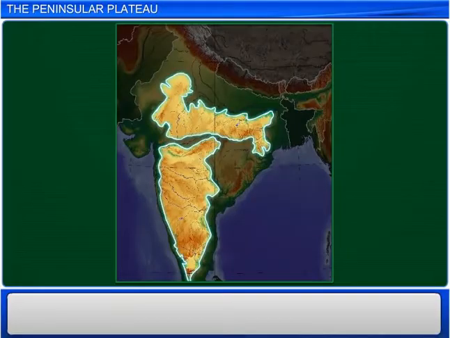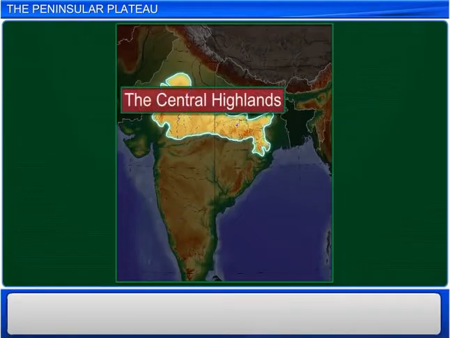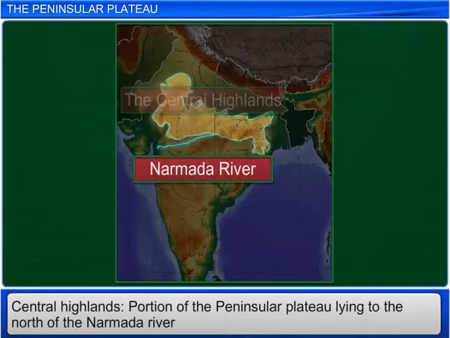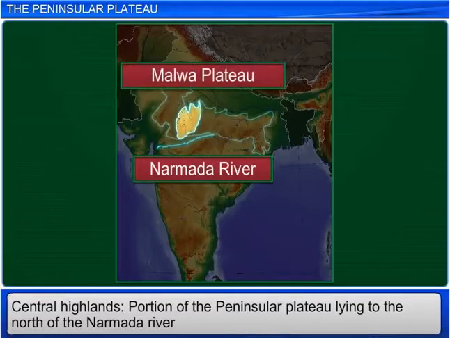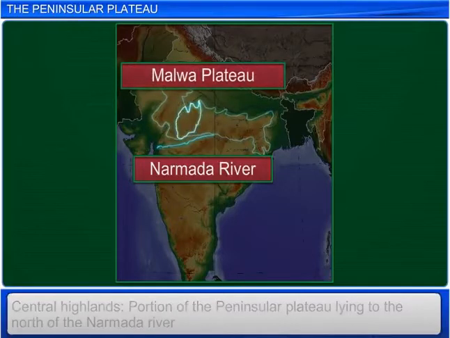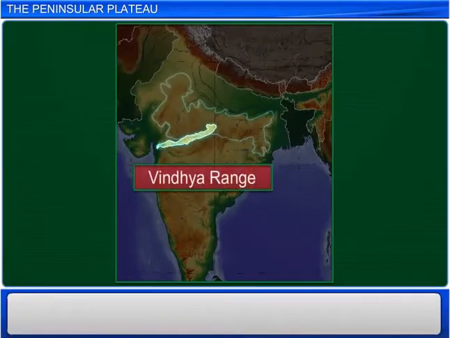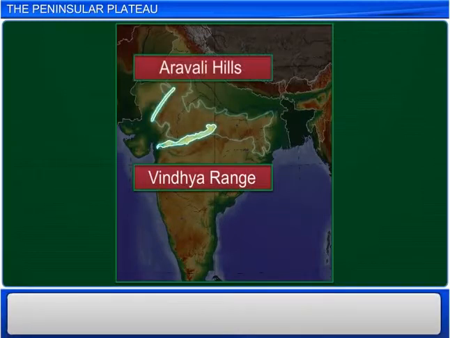Let's check out these areas on the map. The Central Highlands refer to the portion of the Peninsular Plateau that lies to the north of the Narmada River. It covers a majority of the Malwa Plateau. The Vindhya Range forms the boundary of the Central Highlands on the south. The Aravalis form the northwestern boundary of these highlands.